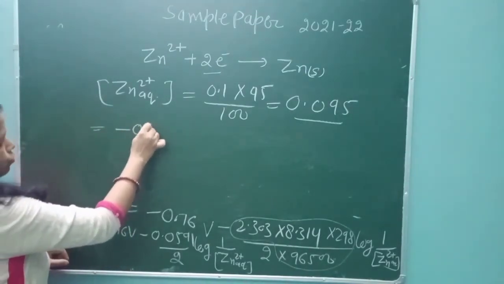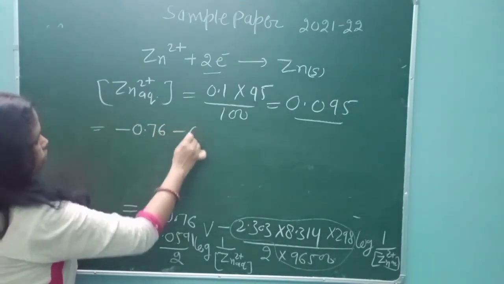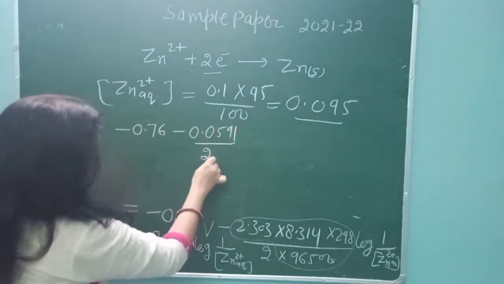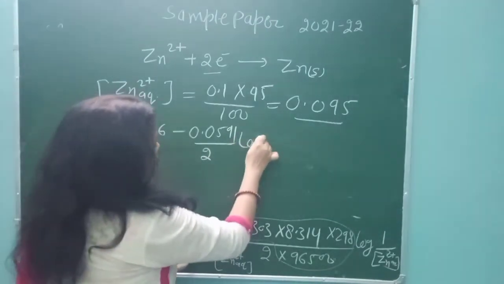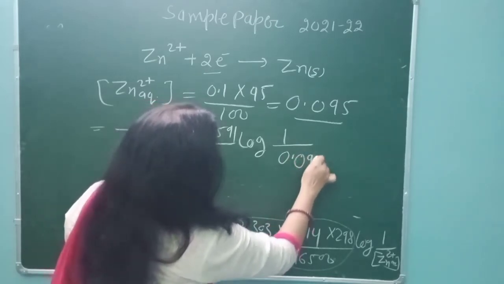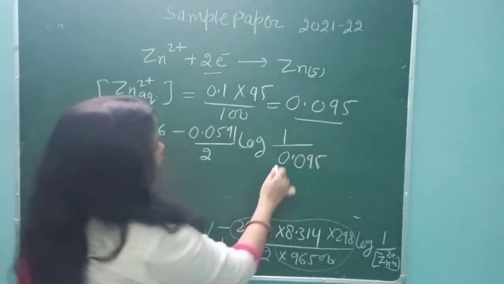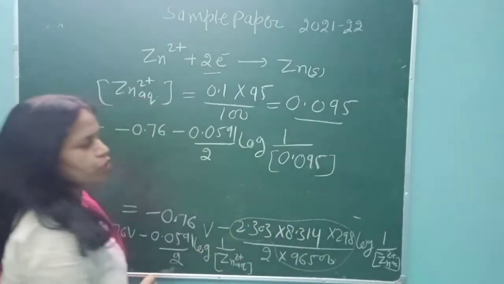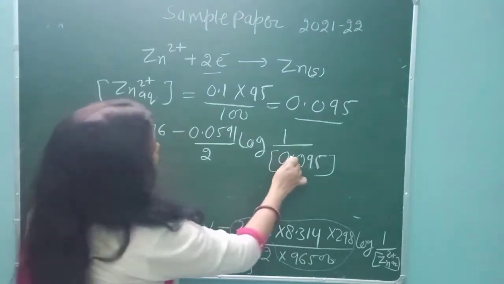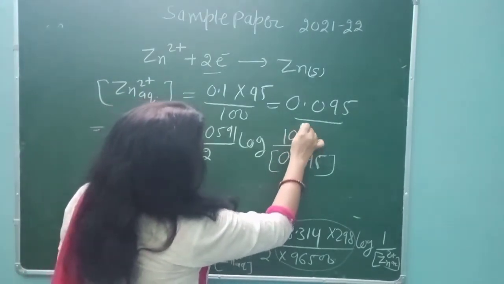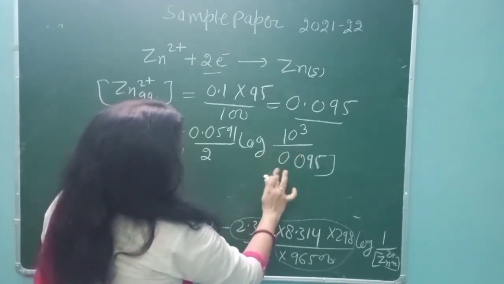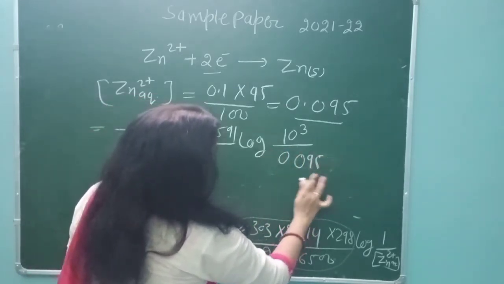Minus 0.76, minus 0.0591 upon 2 log 1 upon 0.095. So how to calculate 0.095? It is 95 into 10 to the power minus 3. When we remove the point, you can write 10 to power 3.